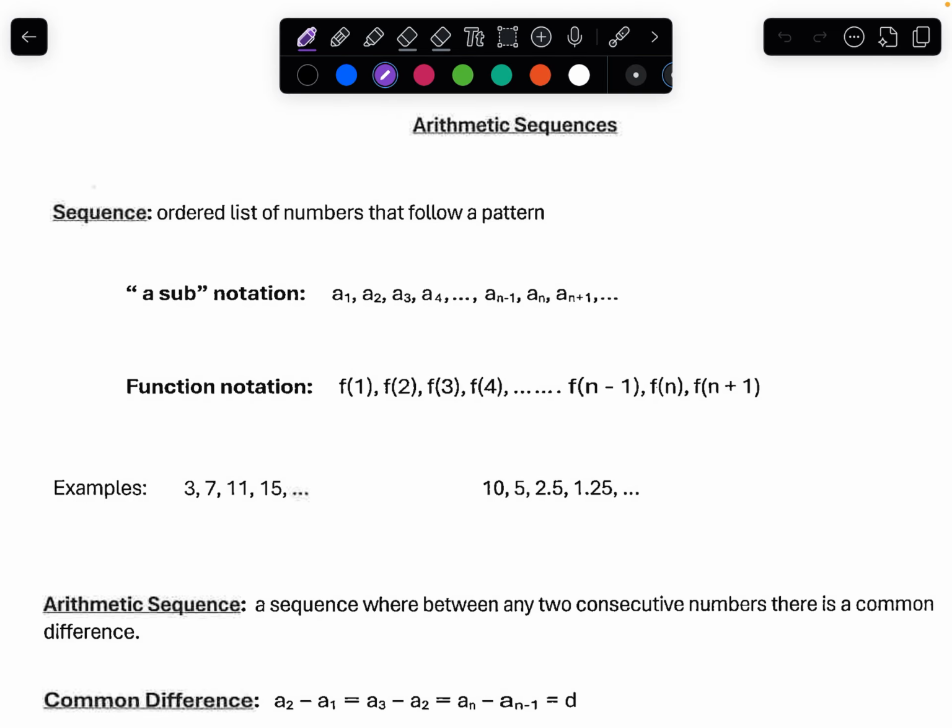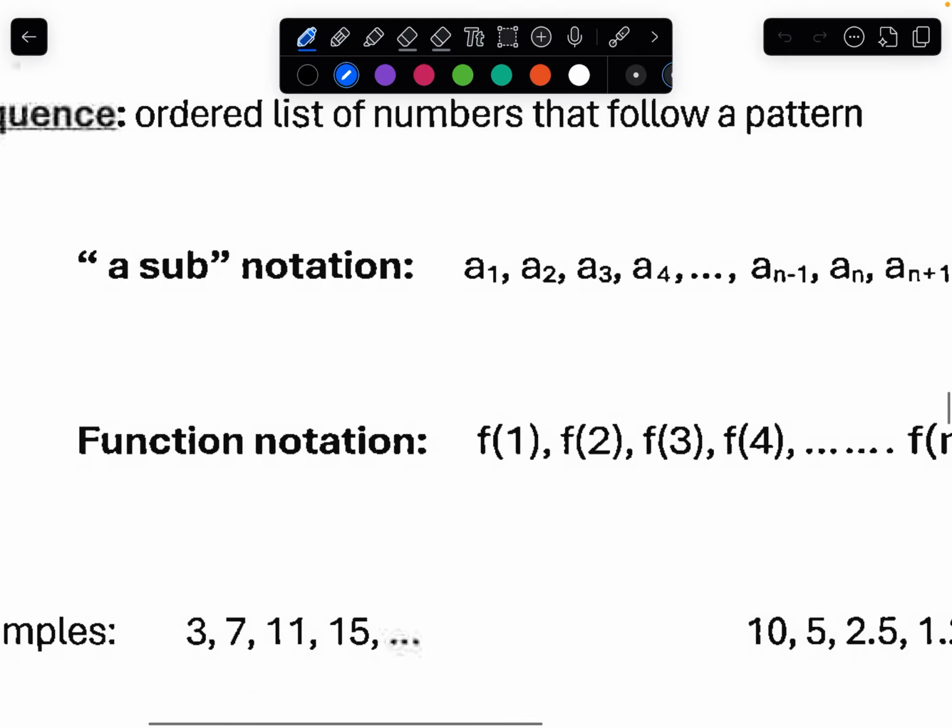A sequence, first of all, we have to figure that out. It is an ordered list of numbers that follows a pattern. So we do have new notation, a sub n notation, and we have function notation. Function notation is not new, but we will use these interchangeably.